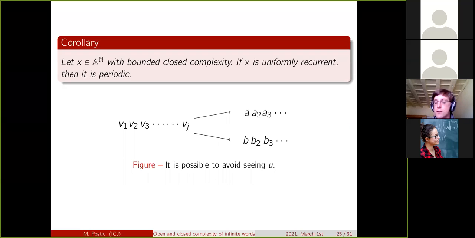So it means that the previous lemma is not applying. So it means that the only possibility is that x is not ultimately periodic and is not aperiodic. And for a uniformly recurrent word, being ultimately periodic and being periodic is the same thing. So you know that x is periodic.